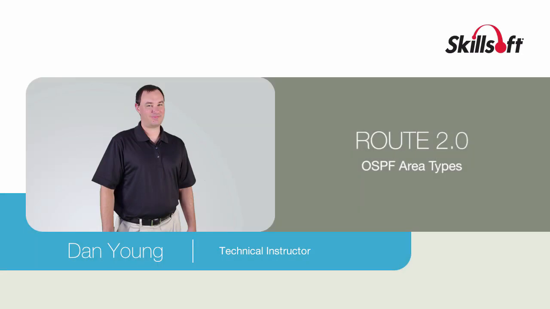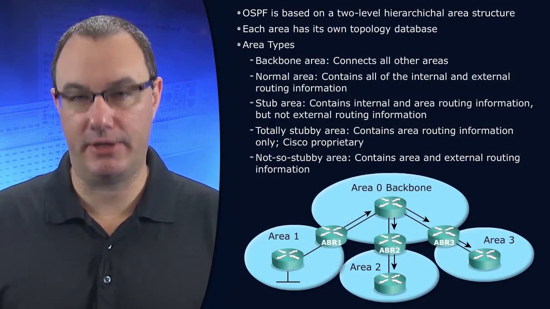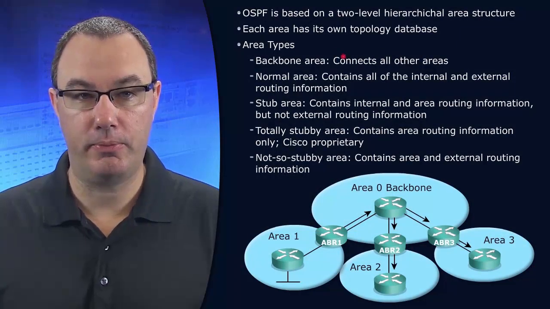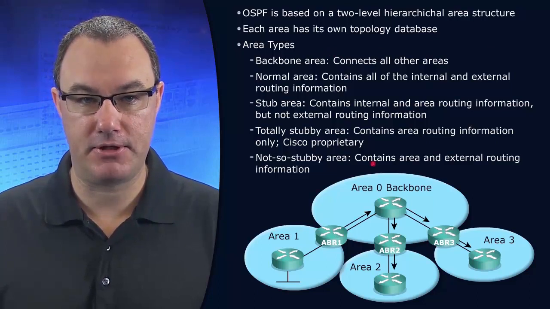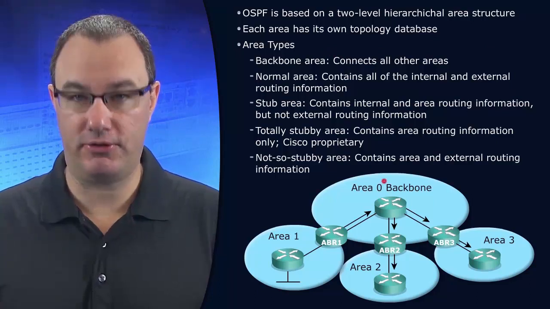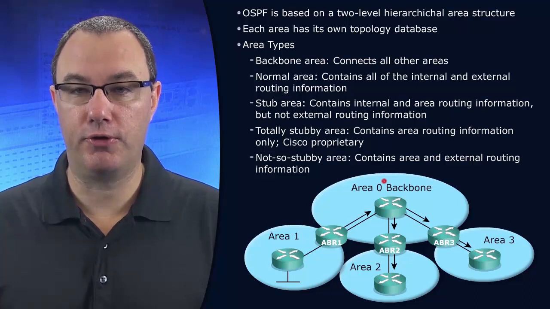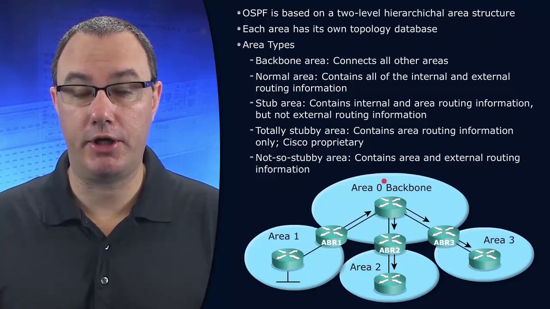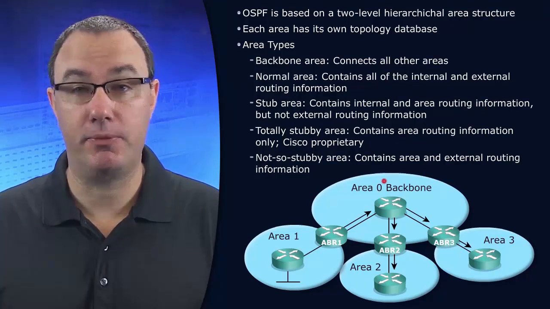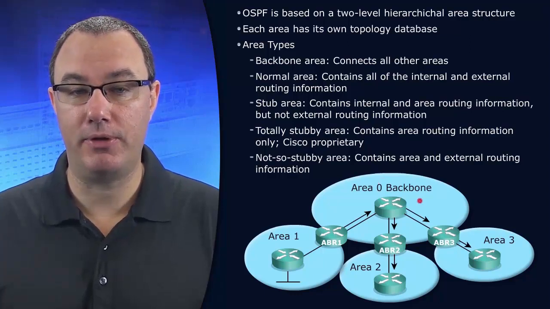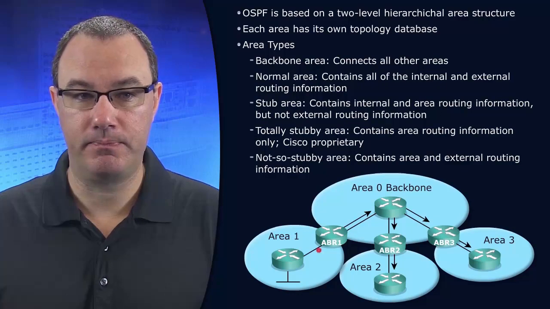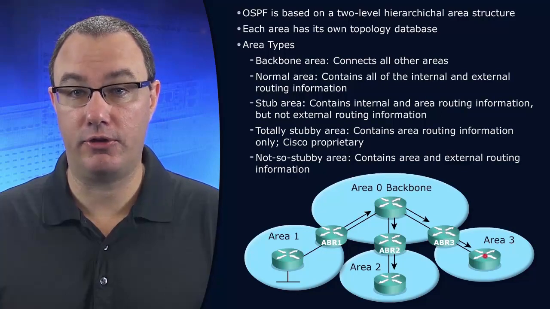Let's review for a moment OSPF areas. We have the backbone area. Now, what area numerically is that? It's area 0. And what purpose does it serve? It serves as the hub of the hub and spoke autonomous system design that we have for OSPF, where the backbone area is the hub area, and then all other areas are spoke areas.